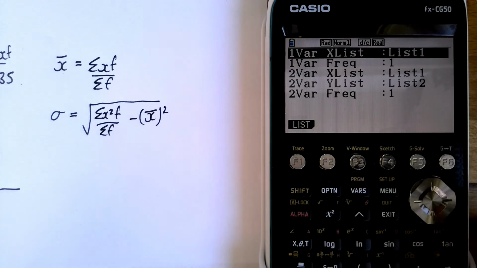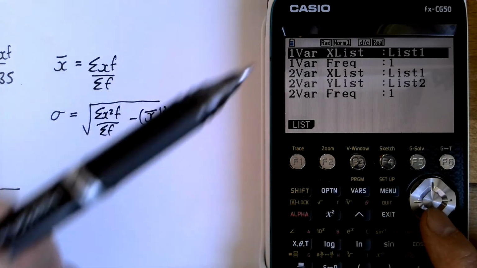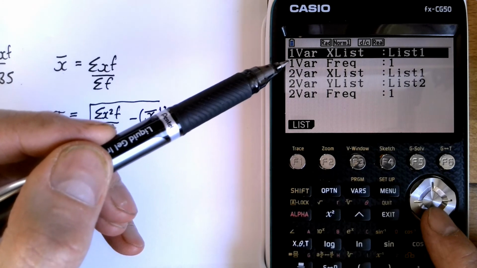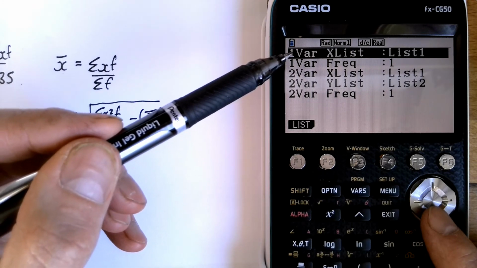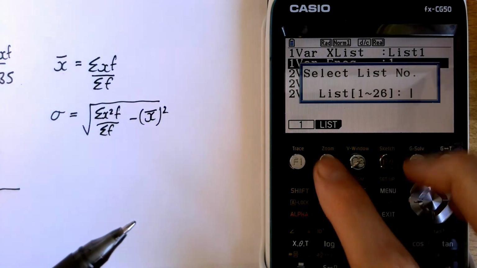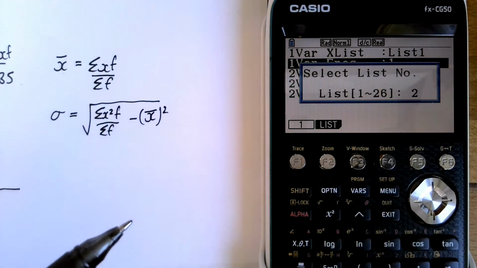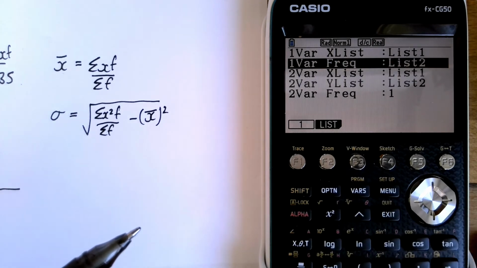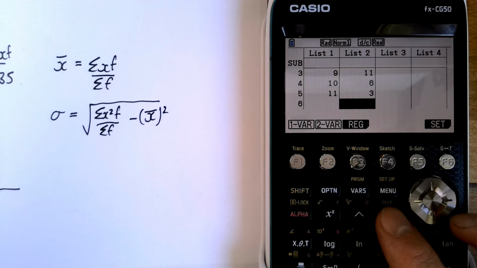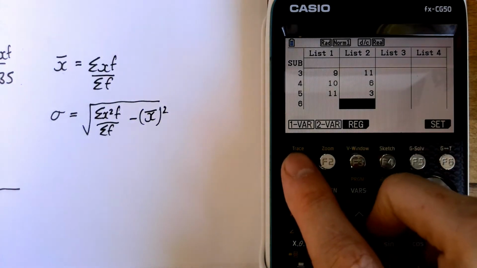So I go to set, and I now say, okay, I'm still on one variable data. I've only collected one thing about these sweet packets. So my values are in list 1, but my frequencies are no longer 1. They are in list 2. There we go. And so I exit that and go to 1 var, still 1 var.